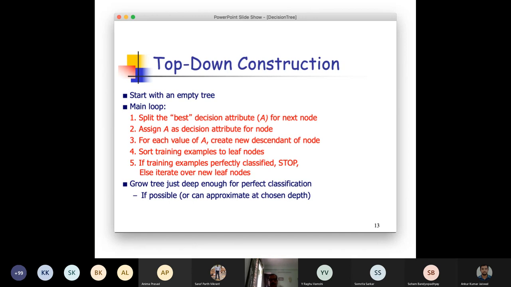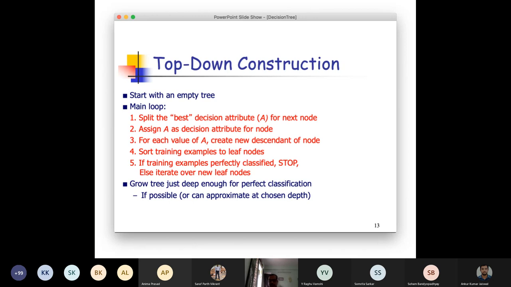So if possible, you can approximate at a chosen depth, which means that it is possible that you can satisfy all training examples using a decision tree. You can go on branching at every point, until finally you get at least one example at that level, which is the uniform level, and you come to that leaf node. So theoretically, you can get a decision tree which will be consistent with respect to the training examples.